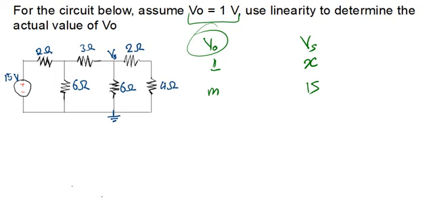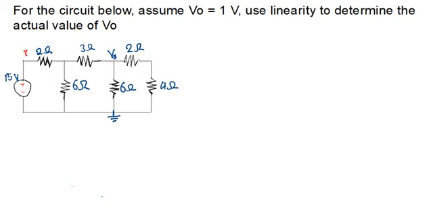Here we are going to apply a lot of laws. To make things easy for myself, I would love to name the currents. Let me say this is my I1, going in that direction. Then I have my I2 here going in this direction, and I have my I3 here going in this direction.